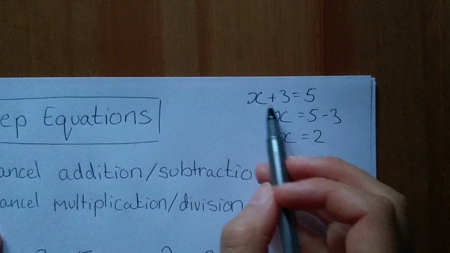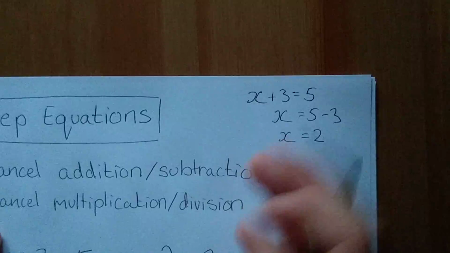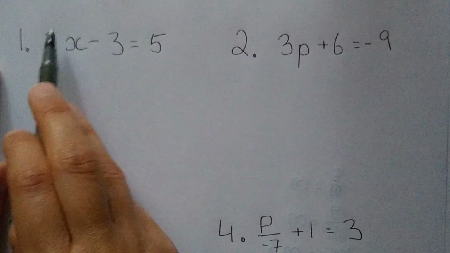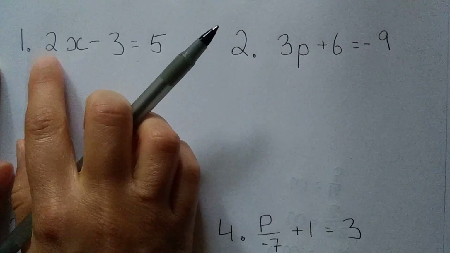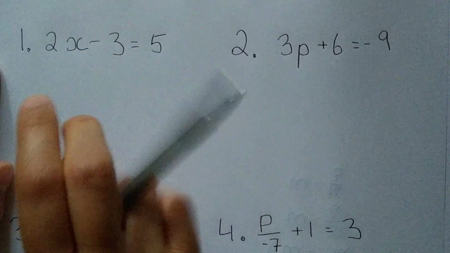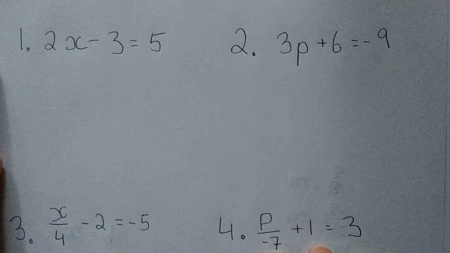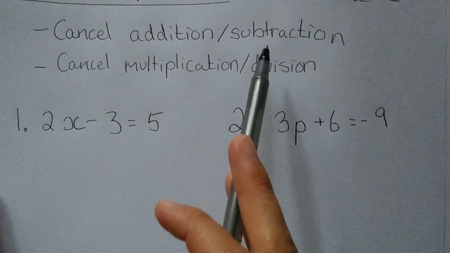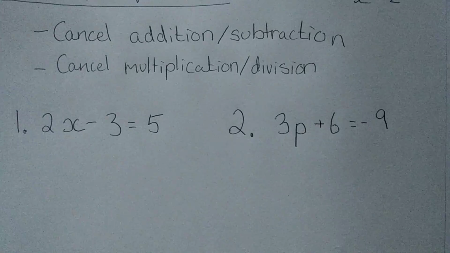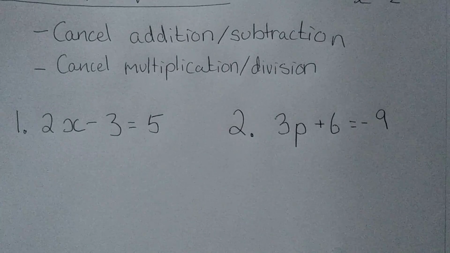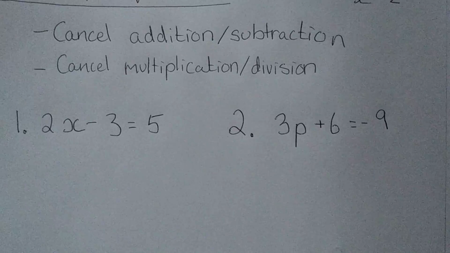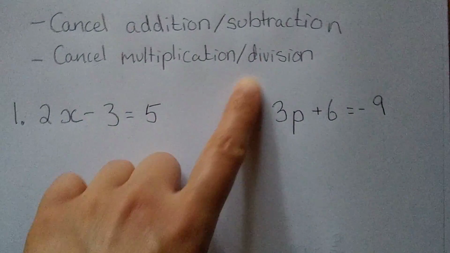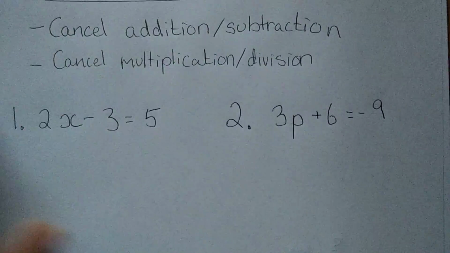And this was considered one step because we were only canceling one thing that was with the x, the plus 3. But now in these new questions, on the side of the equation with the x, we also have a multiplied 2 and a subtracted 3. So that's why it's called two-step. Whenever you have one of these problems, you're going to cancel the addition and the subtraction step first, and then you'll do the multiplication or division step. So it's sort of like the opposite of BEDMAS, in that you're canceling addition first instead of having it go multiplication, division, then addition and subtraction.